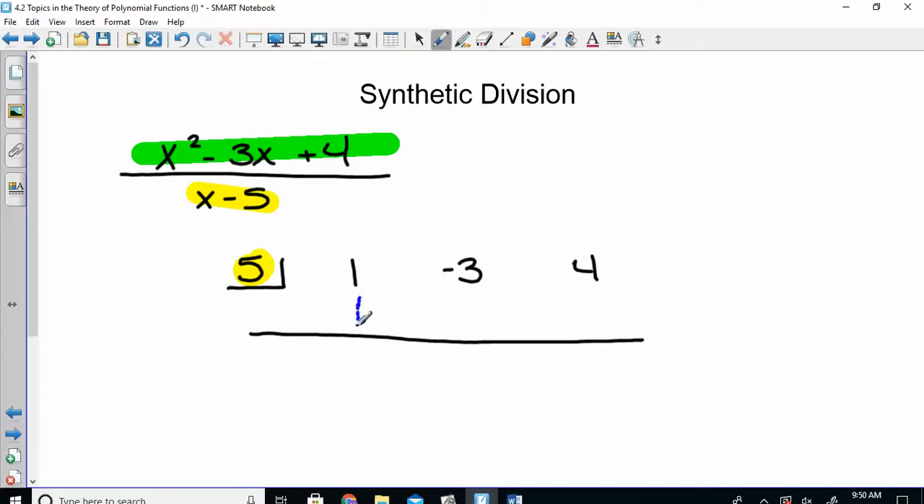The first digit just comes straight down. So I bring my 1 down. Skip a line in between here so we can come back and write. And then we're going to multiply and add. So 1 times 5. And then we add these things. So negative 3 plus 5, 2. Multiply. 2 times 5. Add. 4 plus 10. 14.